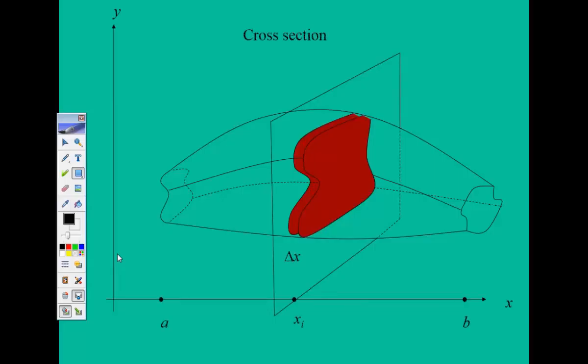So if we can find the area of this cross section, multiply it times its width, we would have the volume of one slice of bread. Then we could find the volume of the rest of the slices, add them up to get the total volume for the loaf of bread.